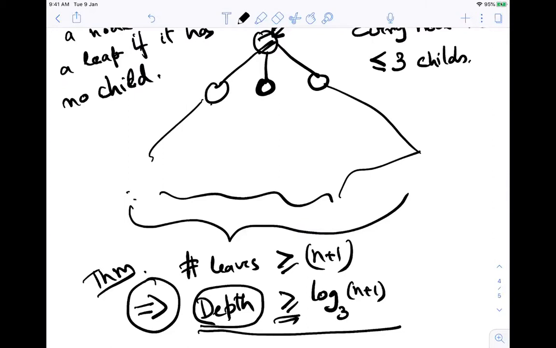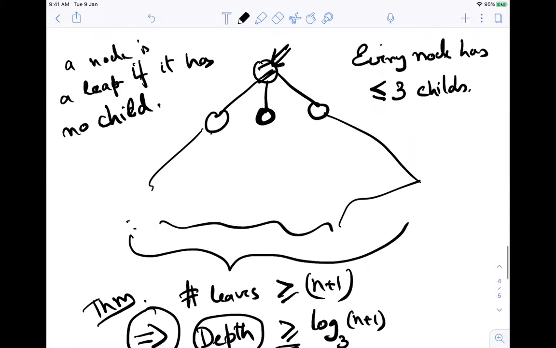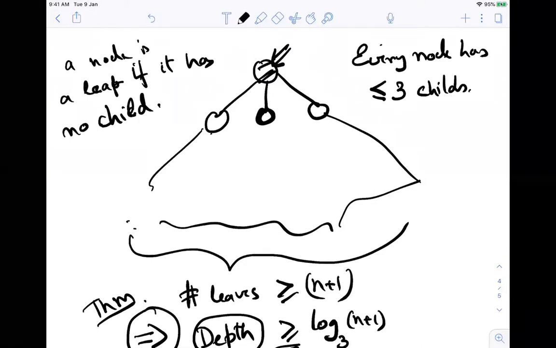Sir, here, for each question, I have 3 answers: less than, greater than, and equal. I am saying that in a particular step, for each question, I have 3 answers.